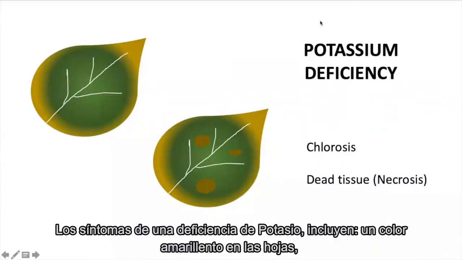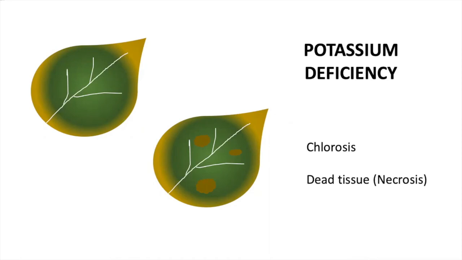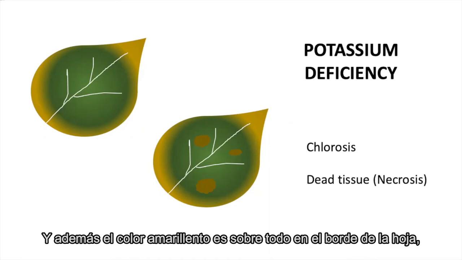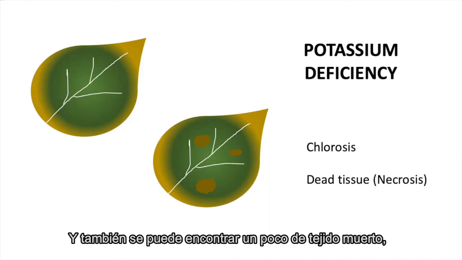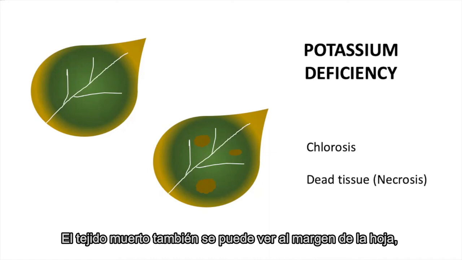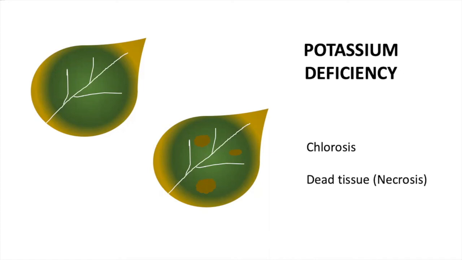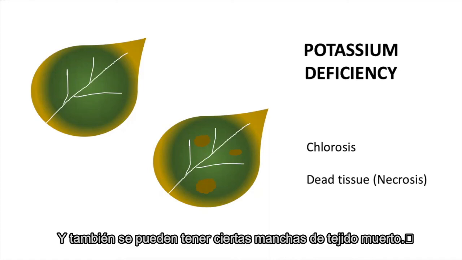The symptoms of a potassium deficiency include a yellowish color on leaves, and the yellowish color is mostly at the border of the leaf. And you can also find some dead tissue. The dead tissue can also be at the margin of the leaf, or you can have some spots of dead tissue.